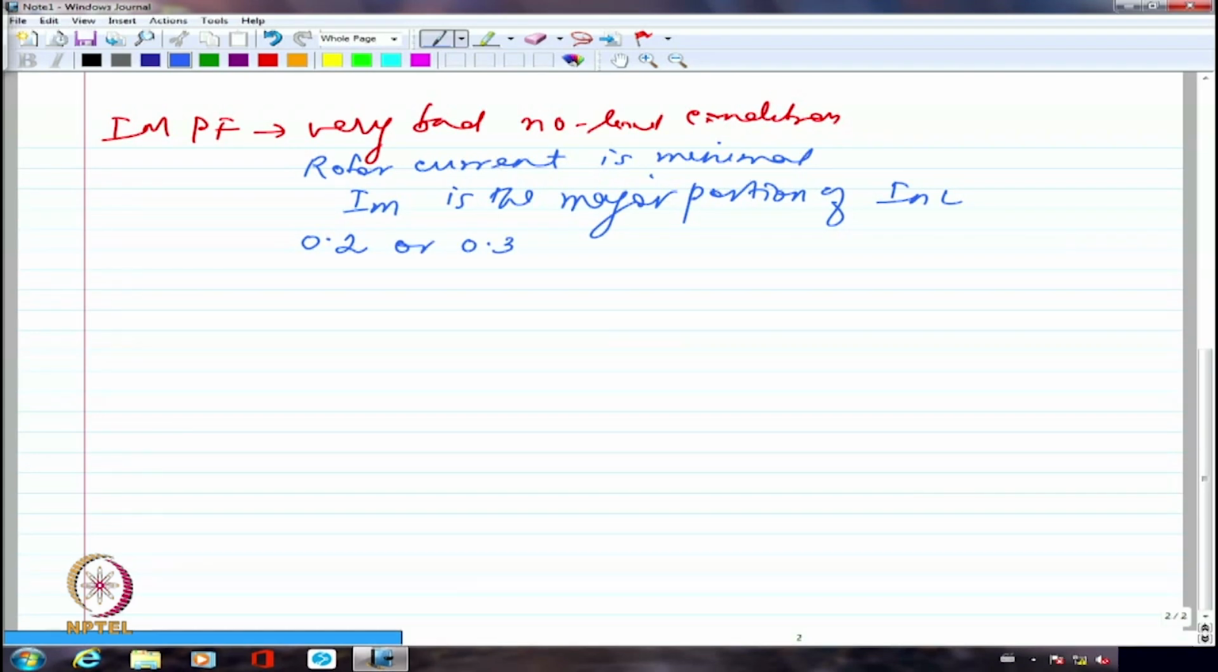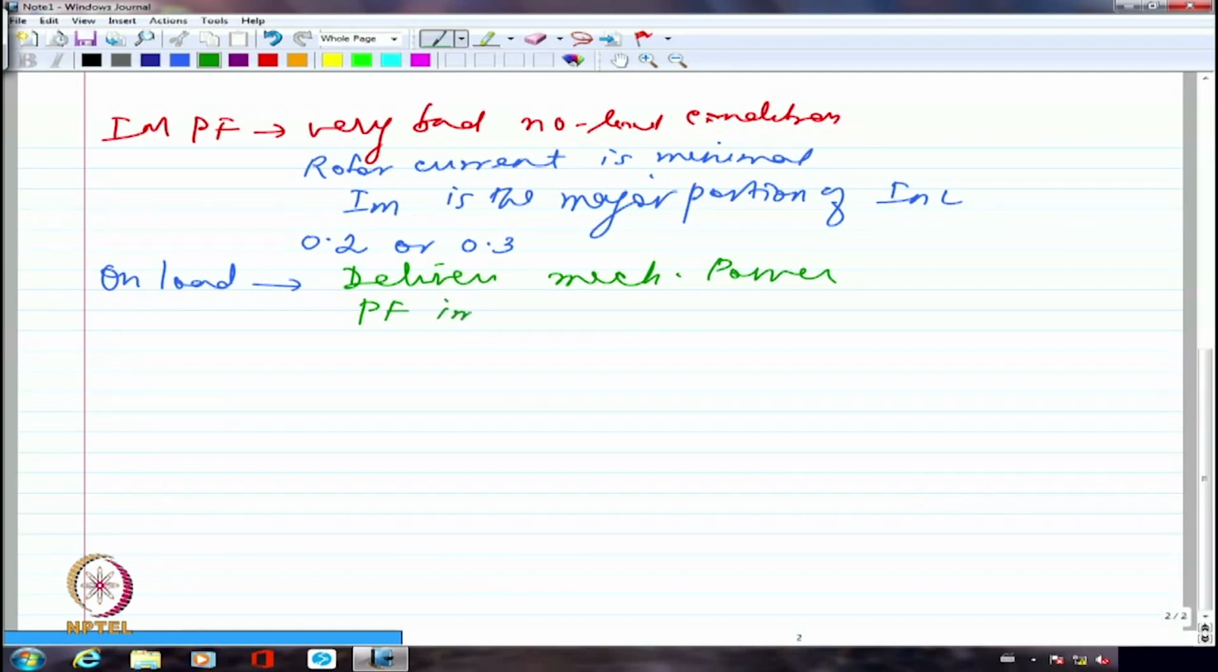Transformer power factor could also be as bad or even worse, because it's not even running, it's not even getting any real power developed. So no load condition power factor is really bad in an induction motor. But as we load it, we are always going to deliver a real power, mechanical power, because of which power factor improves, but it can never become unity. It will always become maybe 0.8 or 0.85, not anything more than that.